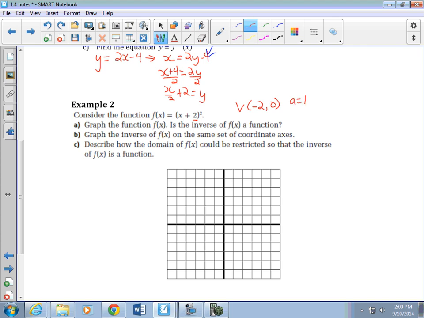So I'm just doing over 1, up 1, over 2, up 4. So it's just a normal graph. At (-2, 0), that's my vertex. And then I'm just doing over 1, up 1, over 2, up 4. And I can't do the 3 because I'll be off my graph, but you'll get the picture.